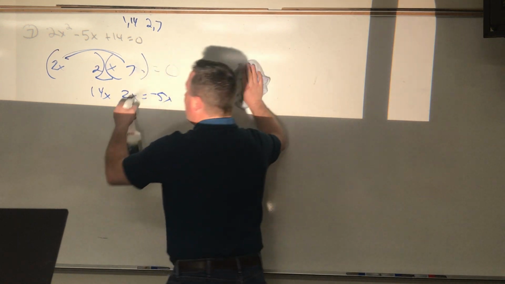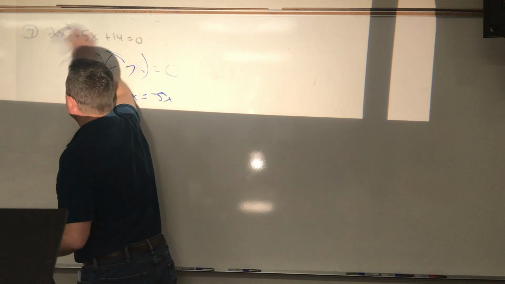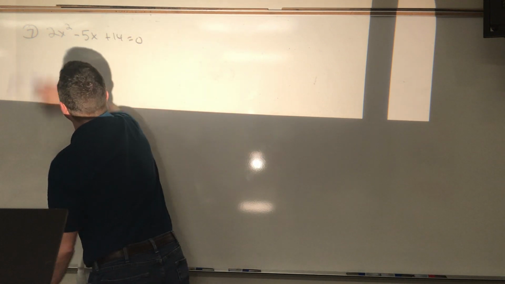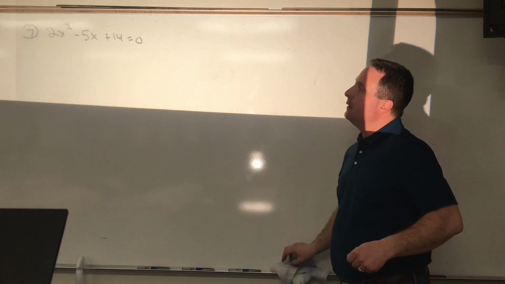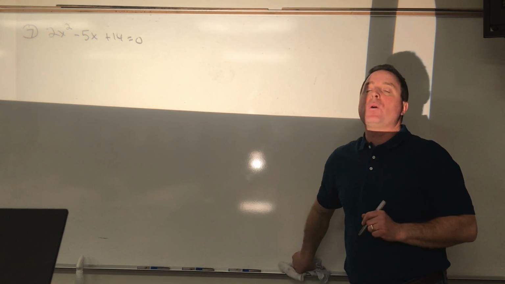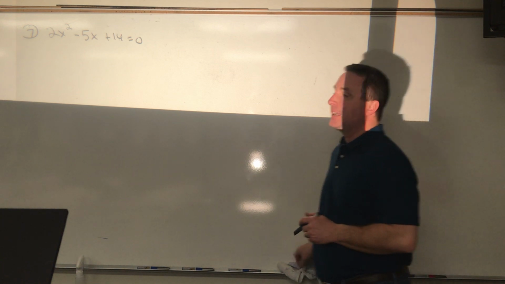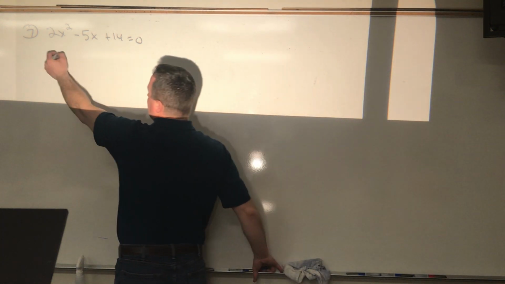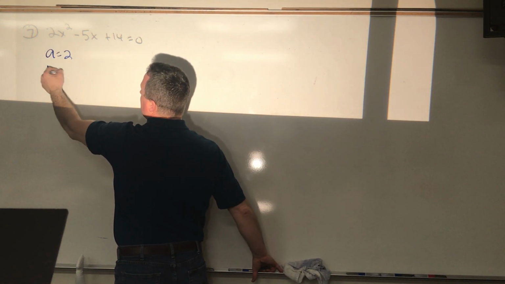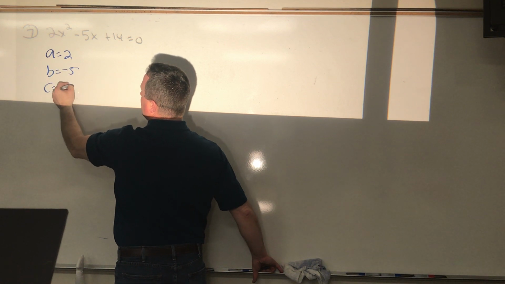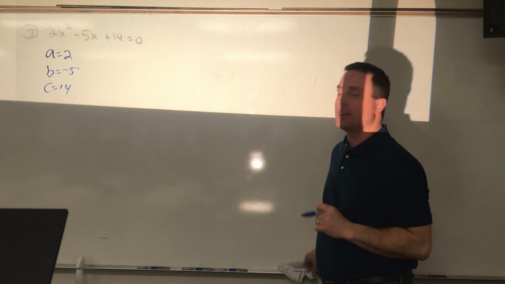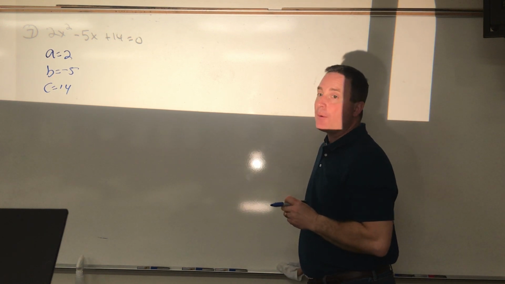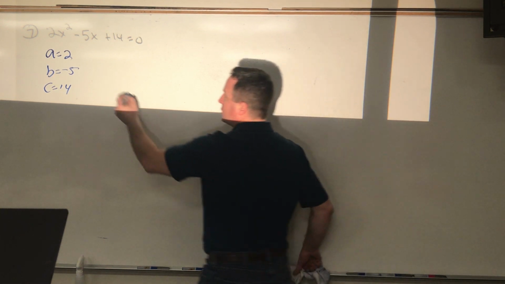What do we do if it's not factorable? Okay, factoring is great when it works. But what do we do when it doesn't work? That's when we have to use the quadratic formula. So, again, I'm going to let A be 2, B is negative 5, and C is 14. And unfortunately, the quadratic formula is a lot of work, a little bit more work than the other stuff, but hopefully by now we're getting good at it. Okay, so let's try this.